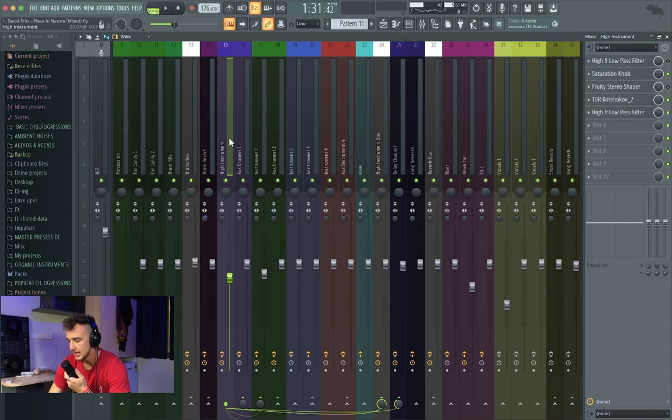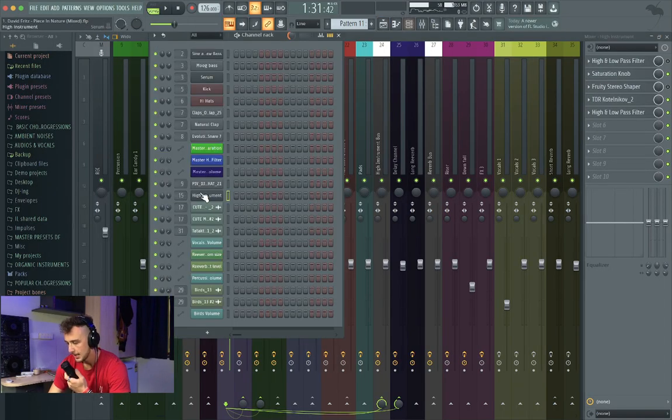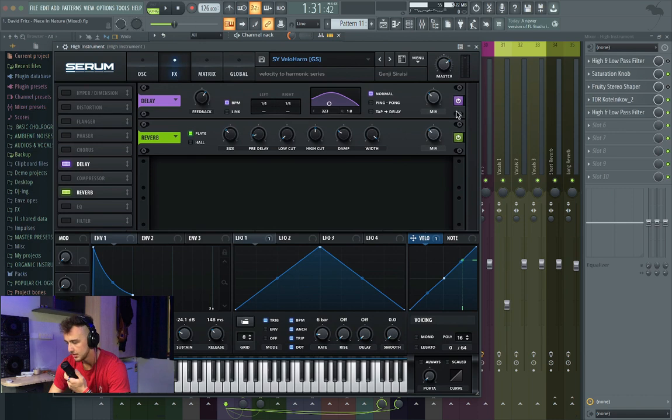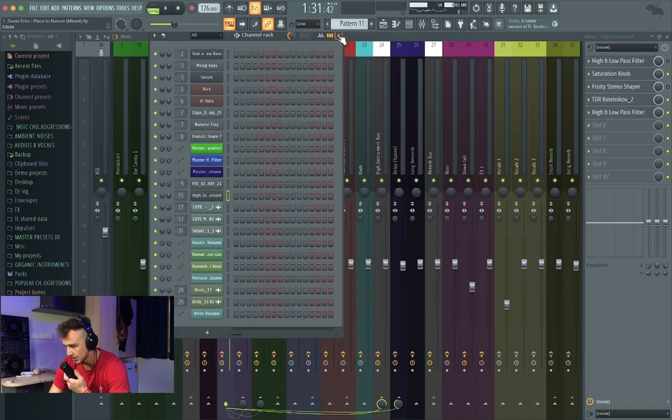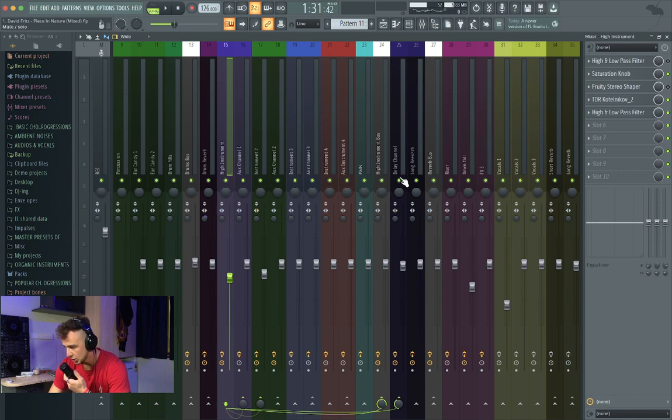So what I basically did, I just went on Serum and I muted everything what was here. I muted the delay, I muted the reverb. I'm gonna also disconnect it from the delay channel. So basically what I did is I have this long reverb channel, all right? So what I basically did is I connected it, all right?